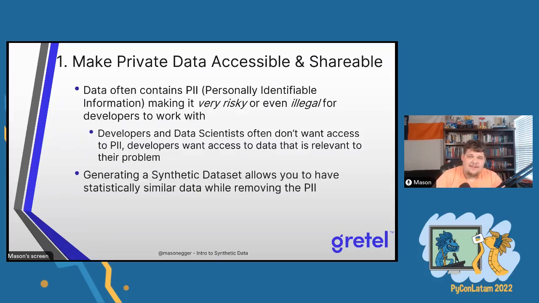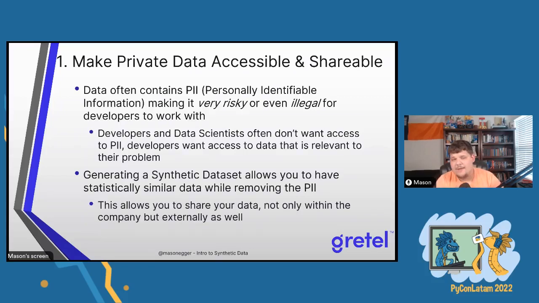When you generate synthetic data, you can use it to create statistically similar data while removing the PII. So this will allow you to share your data not only within the company, but externally as well. You can take a data set full of personally identifiable information and generate a synthetic data set on it. This synthetic data will have all of the correlations and all of the statistical equivalencies, but all of the PII will be completely fake and made up, and it doesn't matter.